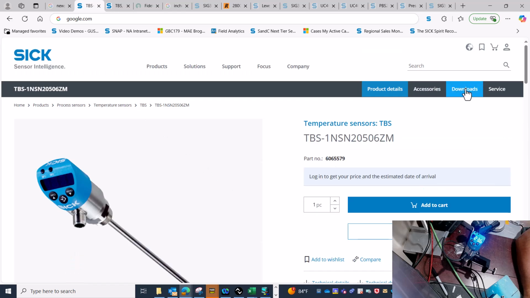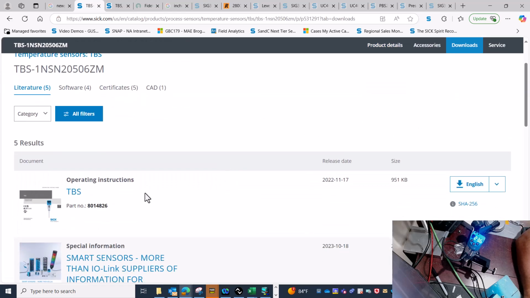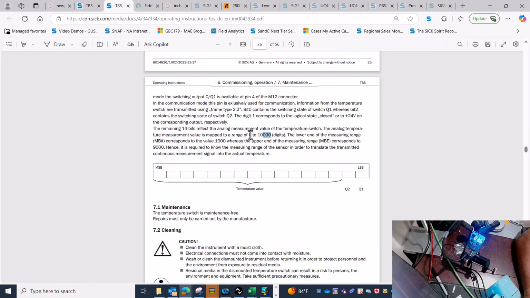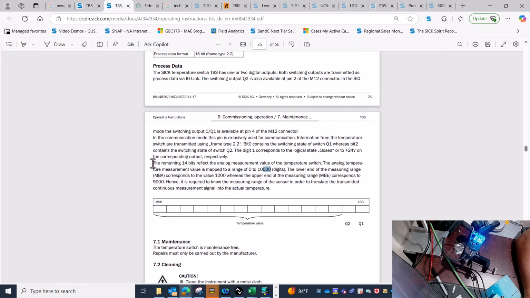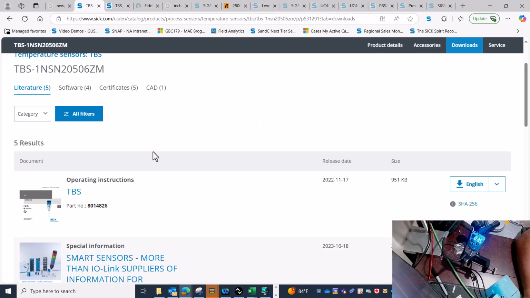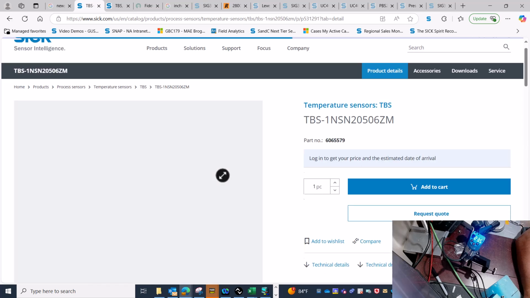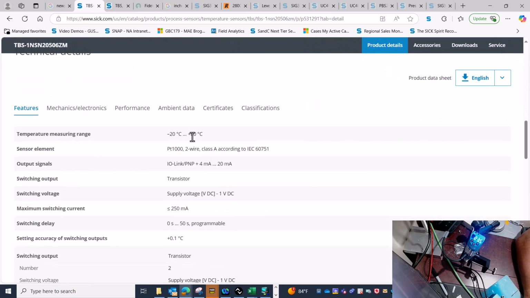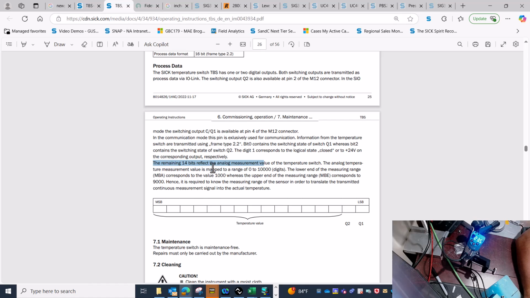So if you come to downloads and you come to the manual, which is here, I already have this pulled up. If you read this little note right here, we have to know the range of the sensor. When it comes over IO-Link, it's going to give you from 0 to 10,000, where 1,000 is going to be the lower range and 9,000 will be the higher. Since I have a sensor that is -20 to +80 degrees, -20 will correlate with 1,000, where +80 will be scaled to 9,000. It says so in the manual here.